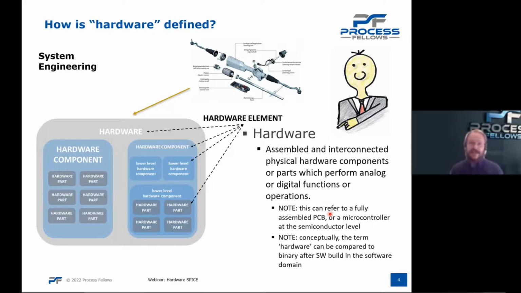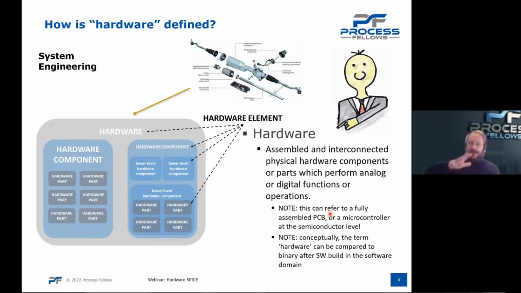So this is the standard definition, as you can see in Hardware SPICE. Hardware means an assembled and interconnected physical hardware components or parts, the different levels here, which perform analog or digital functions or operations. The best idea to give you is given here in the note: even a PCB. Typically, a PCB is a typical part of hardware development that is in focus here of the SPICE model I'm going to present you here.